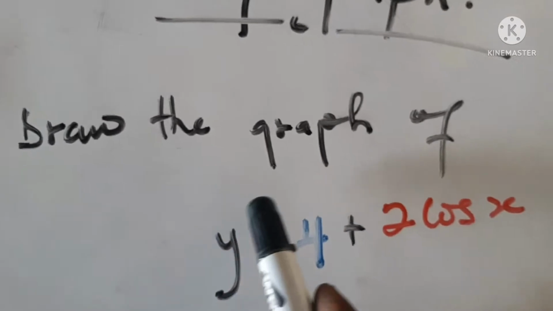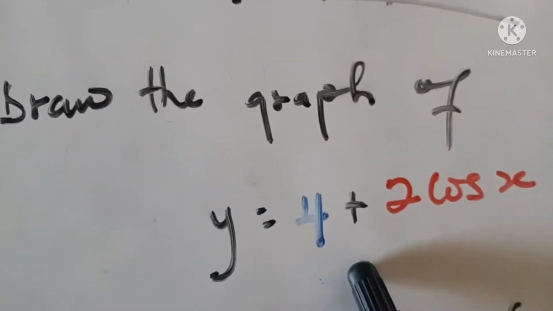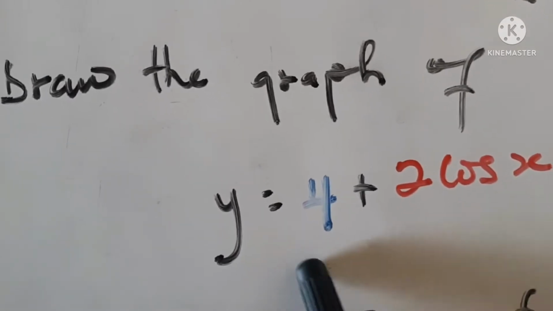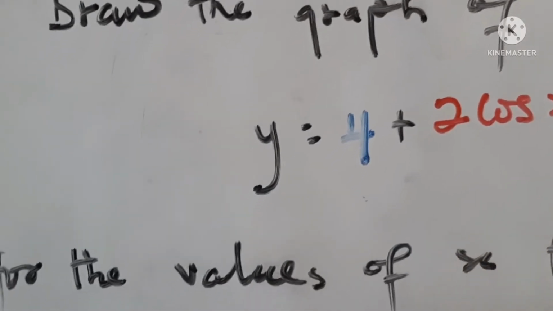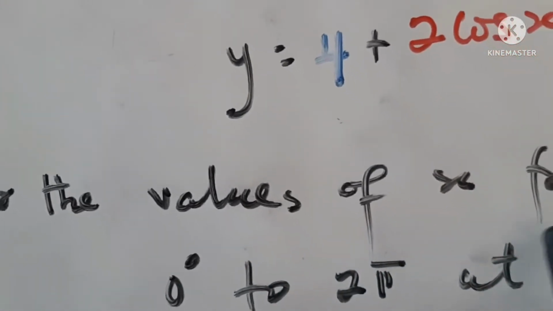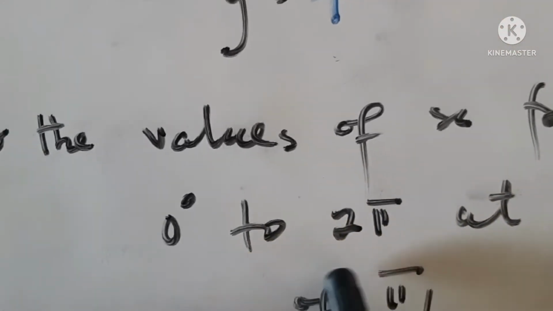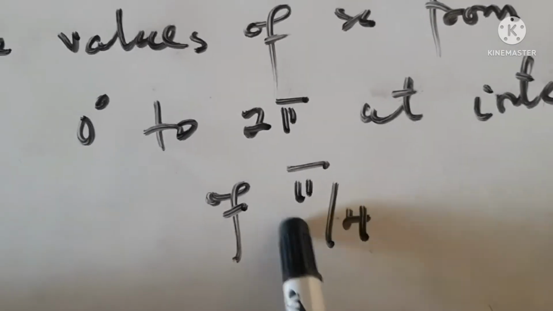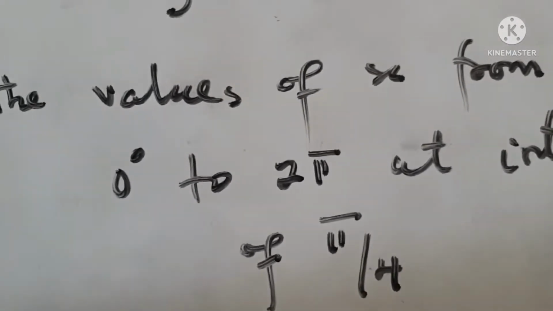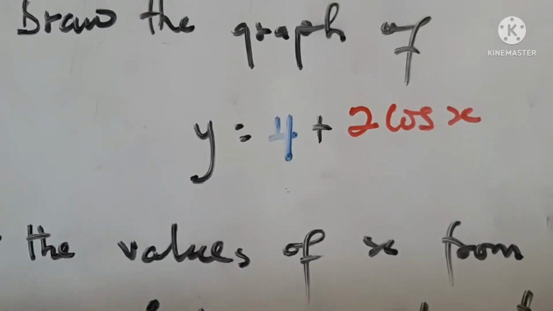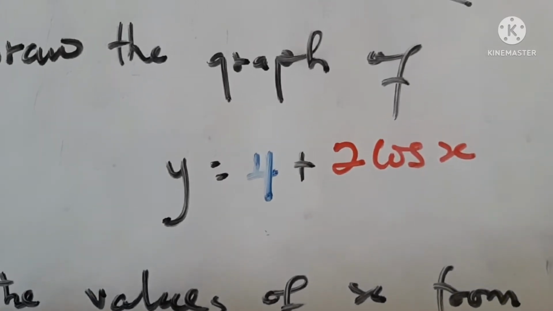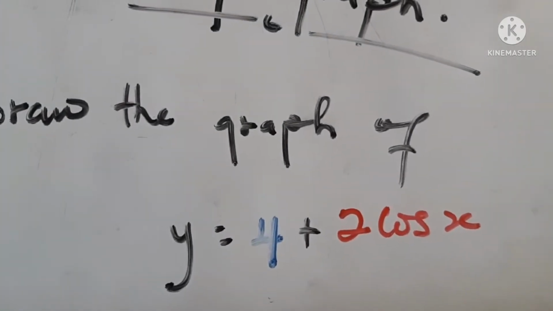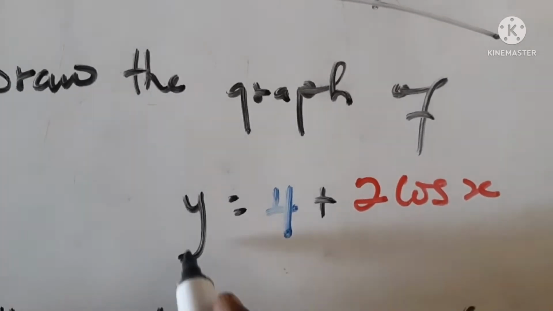I say you should draw the graph of y = 4 + 2 cos s. So we are going to draw the graph of y = 4 + 2 cos s for values of s from 0 degrees to 2π at intervals of π/4, so π divided by 4. To break everything down into the simplest form, all that we are trying to do here is to know exactly the values of this y.